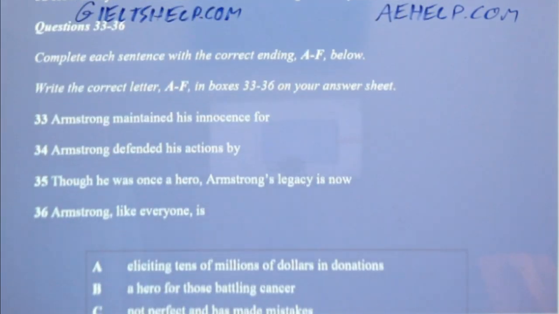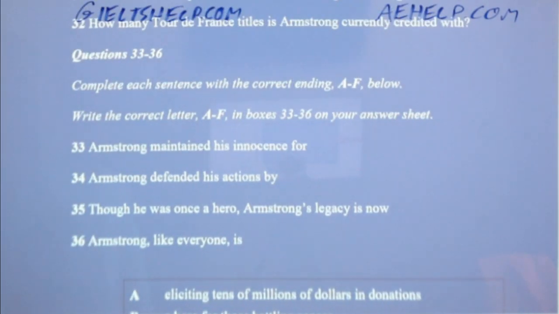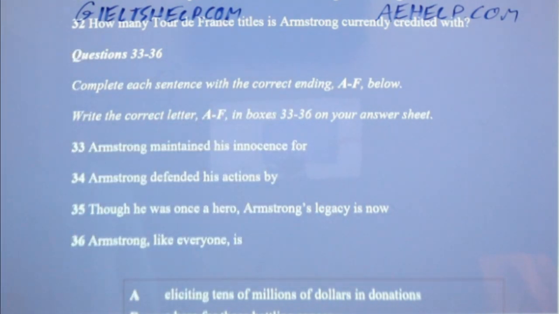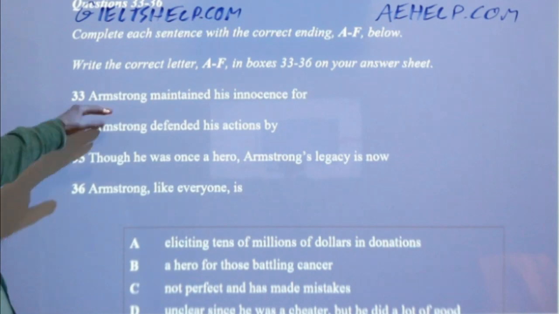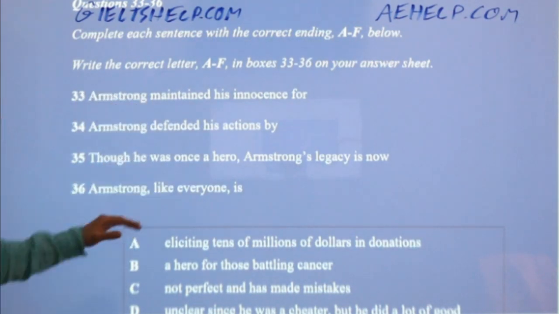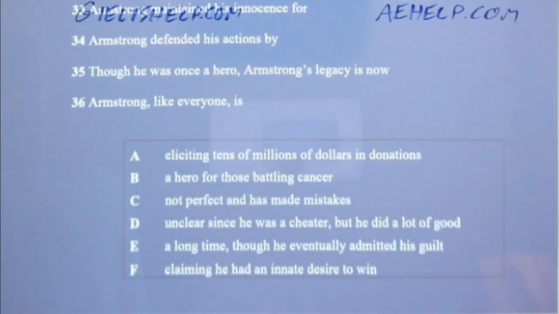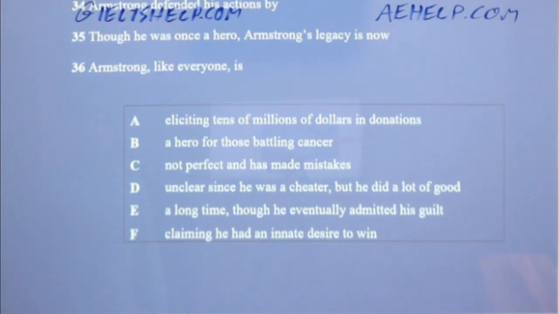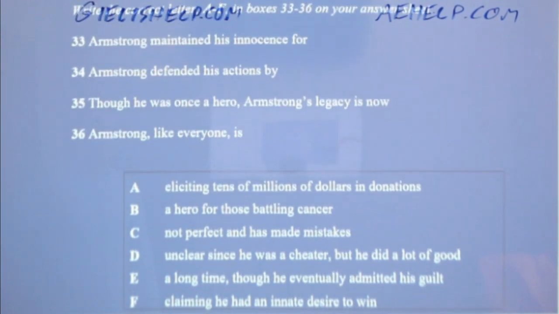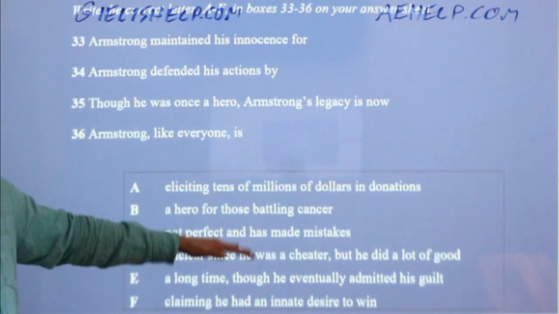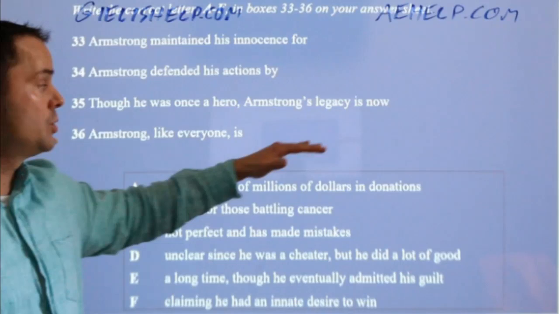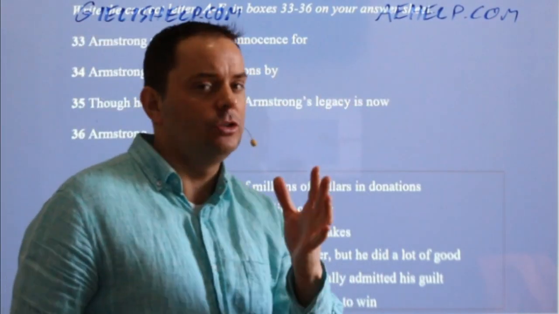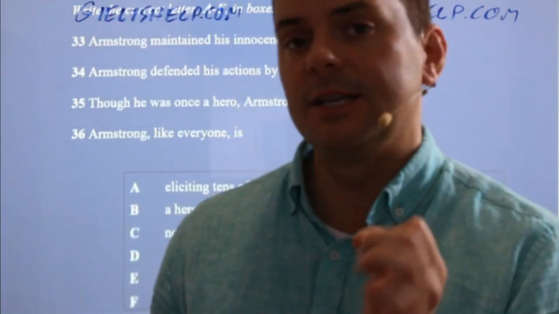All right. Here we have a complete each sentence with the correct ending, A to F. So we have 4 sentence beginnings and we have 6 sentence endings. Should I read all of this information here? So with this question, should I read all of this? Is it a good idea? What should I do? What's the best strategy when I see this kind of question?